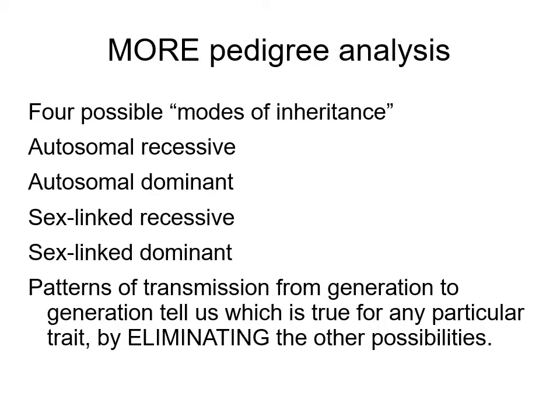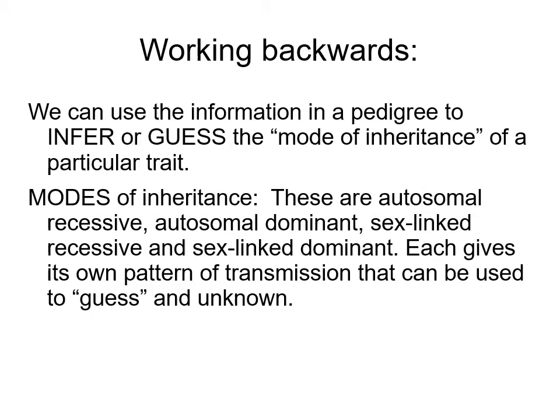Okay, so now we're going to start working backwards, and what we're going to do is look at some pedigrees and try to decide what the mode of inheritance is based on the pattern of transmission that we see. Okay, so there's only 4 possibilities: autosomal recessive, autosomal dominant, sex-linked recessive, and sex-linked dominant. So our approach is going to be to eliminate the others, pick out the one that must be right, the only one that can be right, by finding patterns which are inconsistent with all the other modes. And this can be horribly confusing, I know. All right, so we're going to have to infer or guess the mode of inheritance.